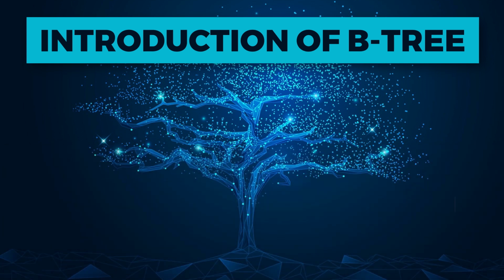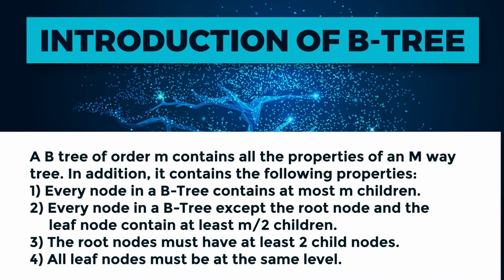Another point, a B tree of order M contains all the properties of an MV tree. In addition, it contains the following properties. Now I am talking about the technical definition of a B tree and how it will be more beneficial as compared to an MV tree. So the properties are, first point, every node. I am talking about each and every level. I am talking about every node in every level.